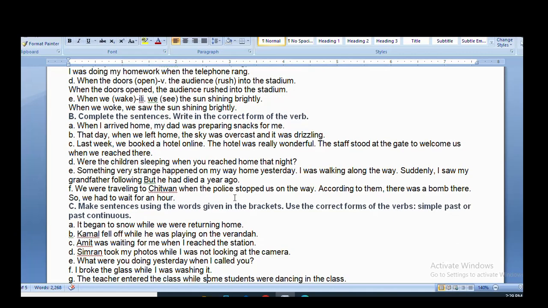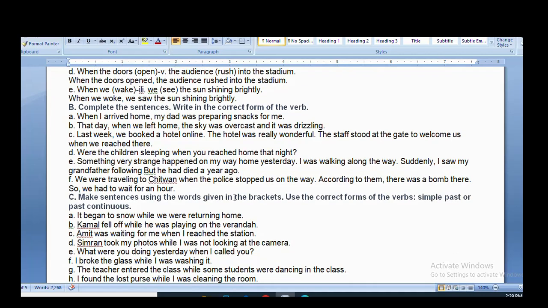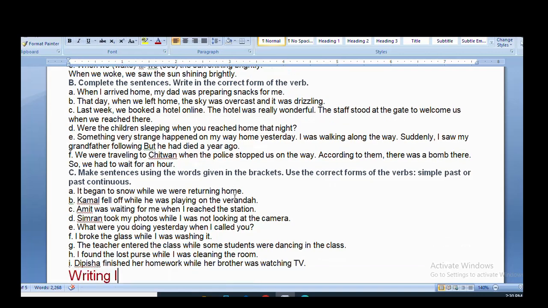Were the children sleeping when you reached home that night? Something very strange happened on my way home yesterday. I was walking along the way. Suddenly, I saw my grandfather following, but he had died a year ago.